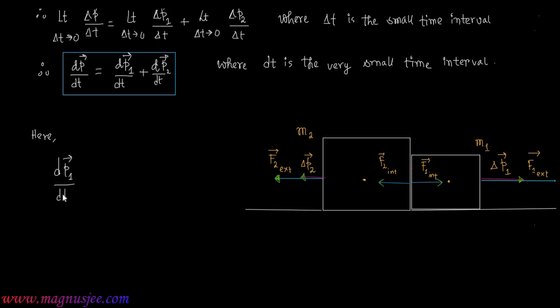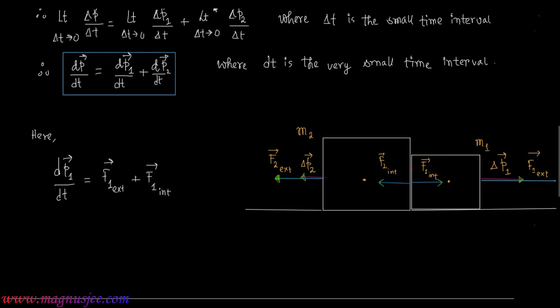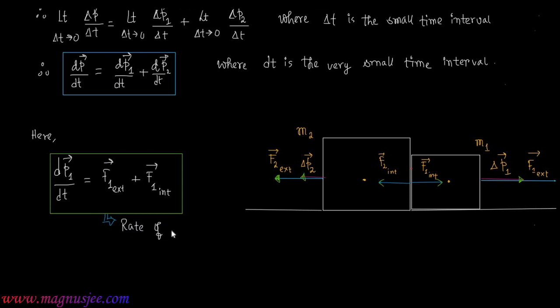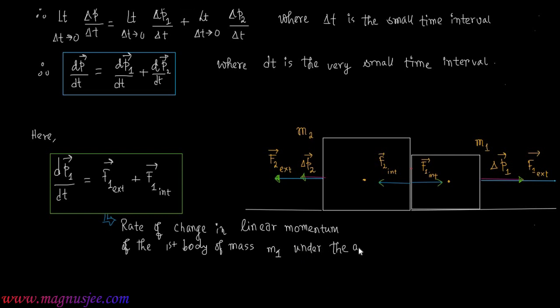Here d vector p1 by dt is the rate of change of linear momentum of the first body of mass m1, which is equal to vector F1 ext plus vector F1 int. That is the rate of change in linear momentum of the body of mass m1 with respect to time. That means the rate of change in linear momentum is equal to the sum of external force and internal force acting on the body of mass m1.